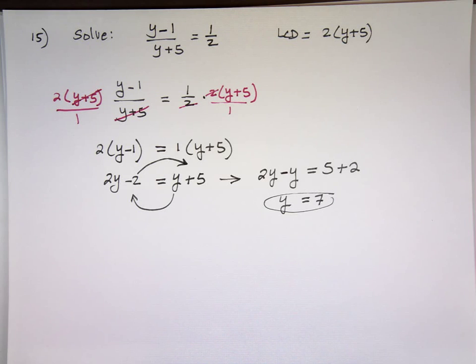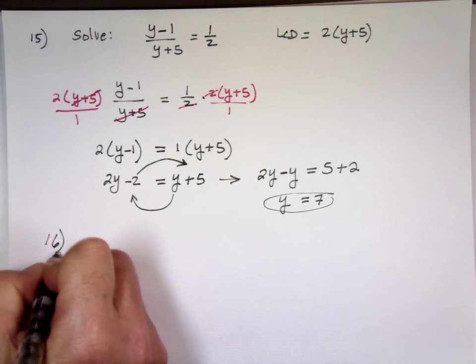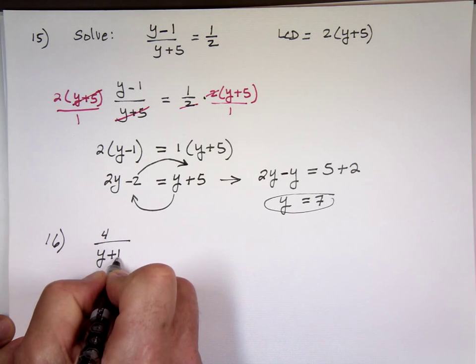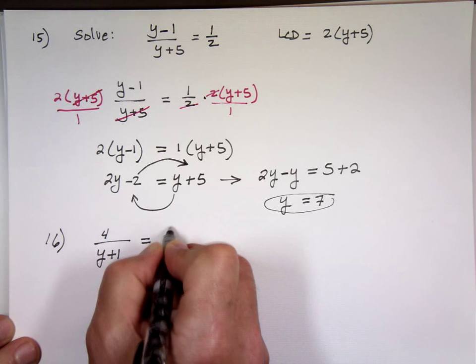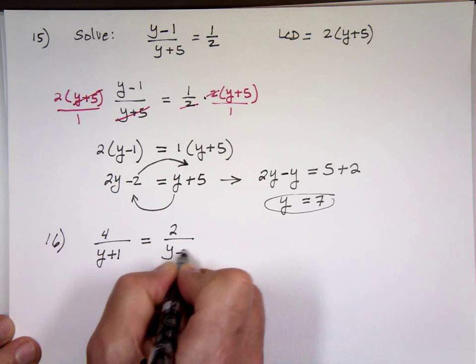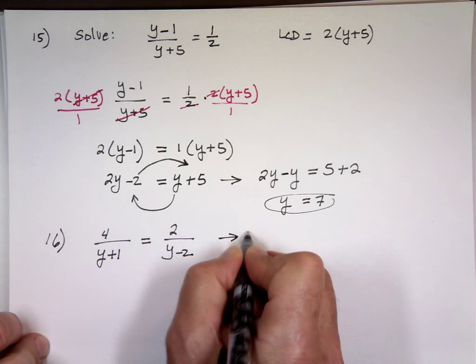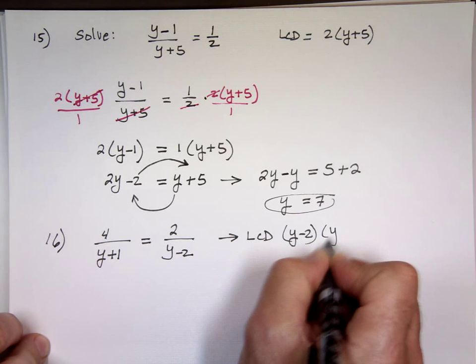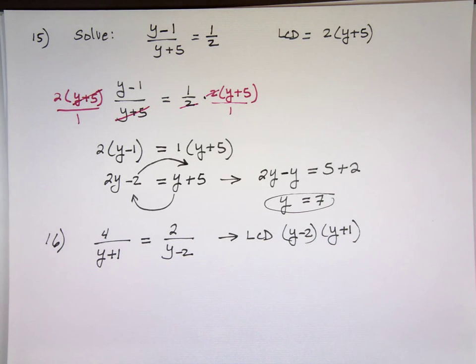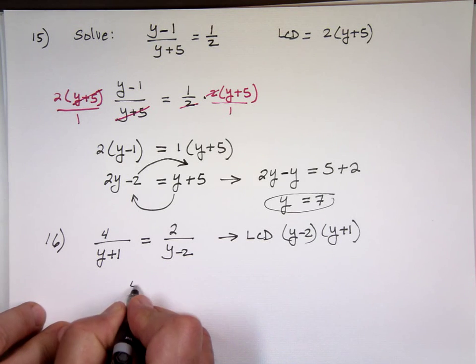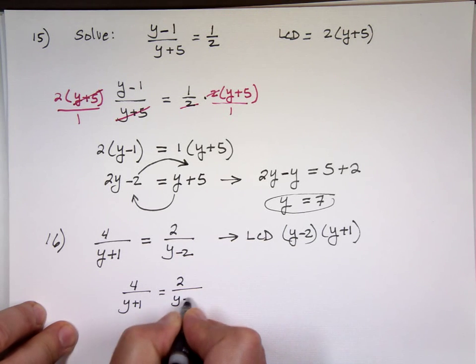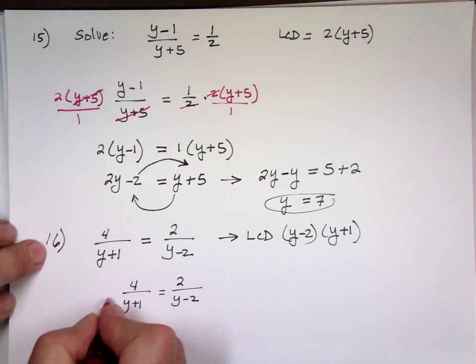One more. 4 over y plus 1 equals 2 over y minus 2. The LCD for them is y minus 2 times y plus 1. So let me multiply each side by the LCD. Remember I said the LCD, you can make it a fraction over 1 if you want to.